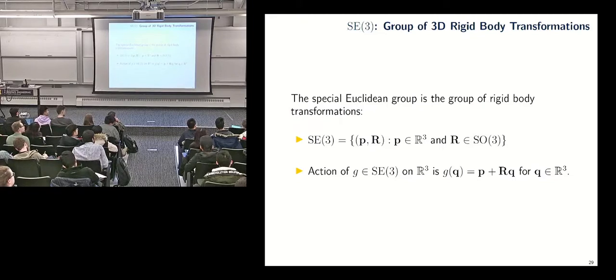And again, if you think about this, if you do PR, so your translation and your rotation, and you take your measurement Q, this is going to be P plus RQ. Whereas if you use the second way, you have to use homogeneous coordinates, and you're going to get the matrix [R P; 0 1] times [Q; 1], which is going to give you [RQ plus P; 1]. So when you forget the 1 at the end, you get the exact same answer.